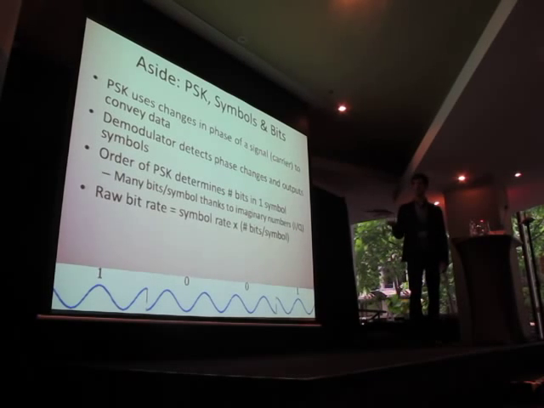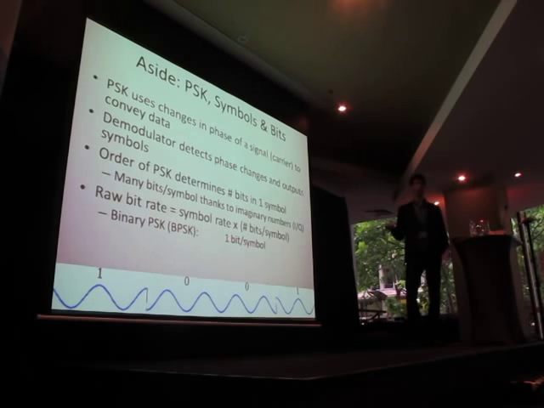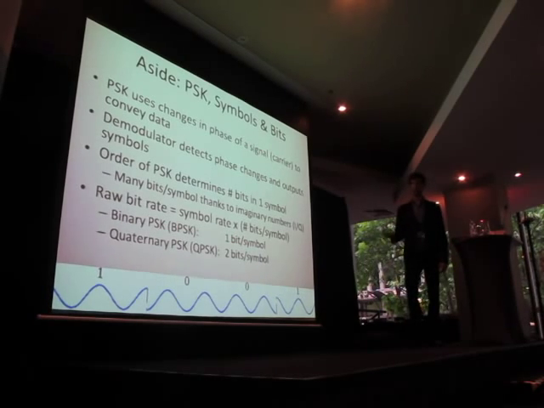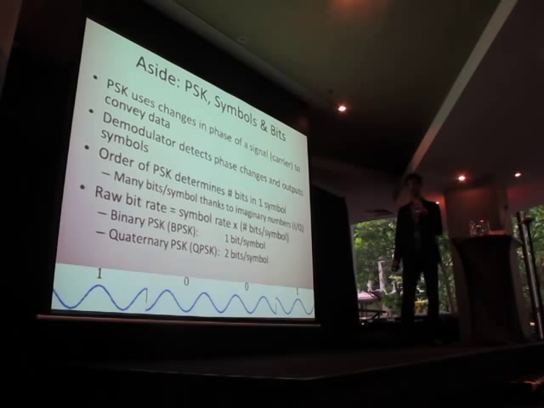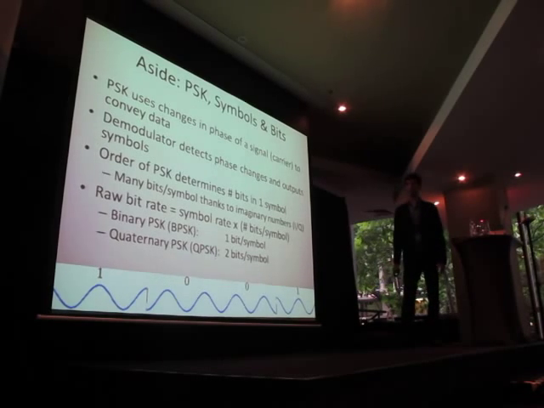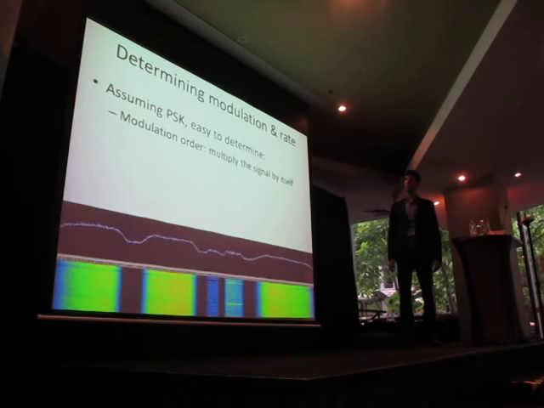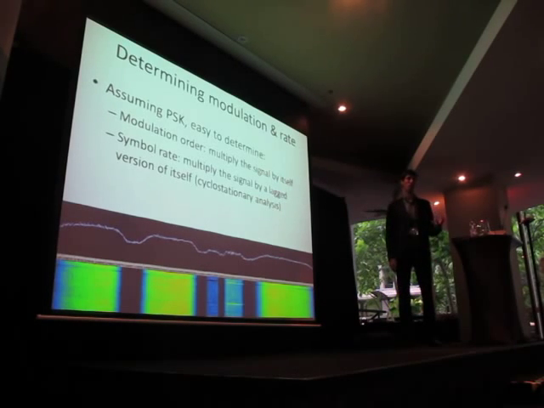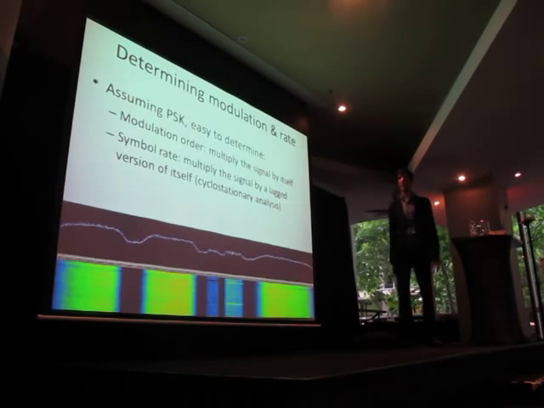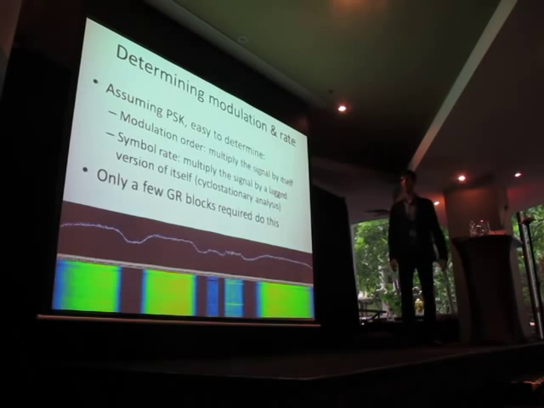So usually when you have something like binary, then it's just one bit per symbol, that's easy. You can have QPSK, which means you have 2 bits per symbol, and you can go to 8 and it goes up. But the idea is that you can have symbols that roll out into a number of bits. So when you've got PSK, you need to figure out modulation order, because remember we're doing this blind, and you need to figure out how quickly they're sending those symbols down. You can do this quite easily in GNU Radio.